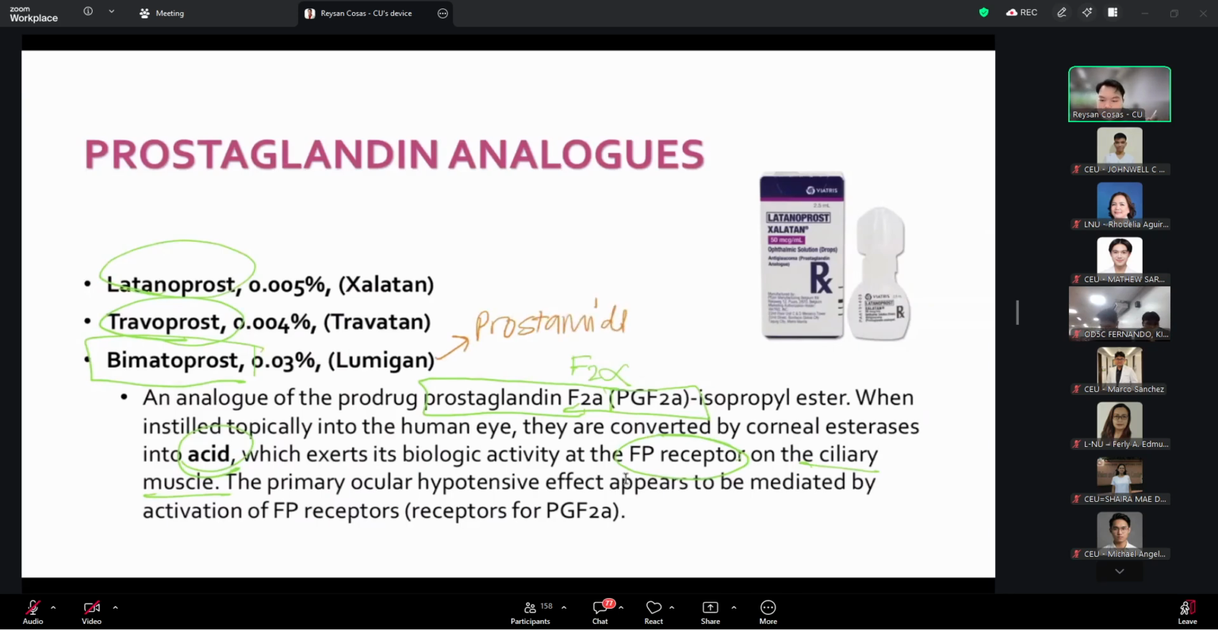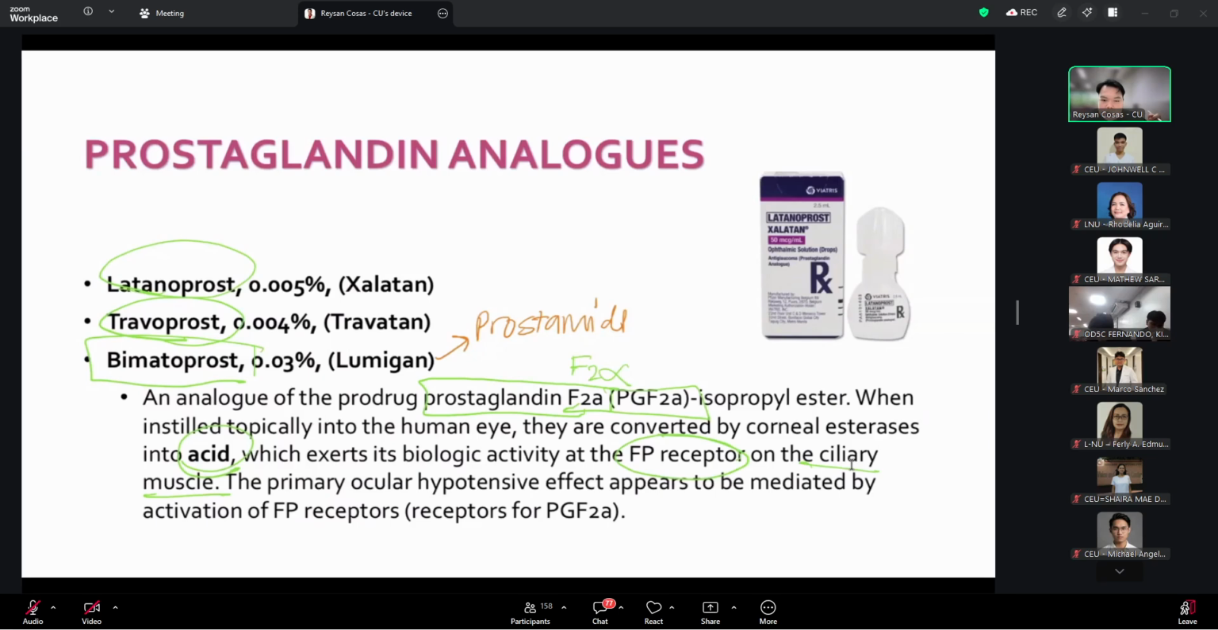So it's a prostamide. Prostamides are members of the fatty acid amide family. So it's a synthetic analog that mimics the action of prostamides inside the body, which could also effectively lower the intraocular pressure. Okay, so that's it.